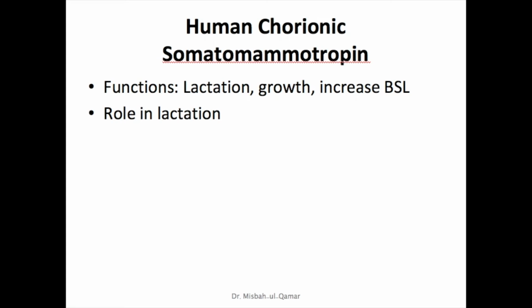Now, this human chorionic somatomammotropin is also called human placental lactogen. It is a general metabolic hormone which is secreted by the placenta at the fifth week of pregnancy. Its secretion increases progressively in direct proportion to the placental weight. It is secreted in quantities several times greater than that of all the other pregnancy hormones combined. And its functions include lactation, growth, and increase in the blood sugar level.